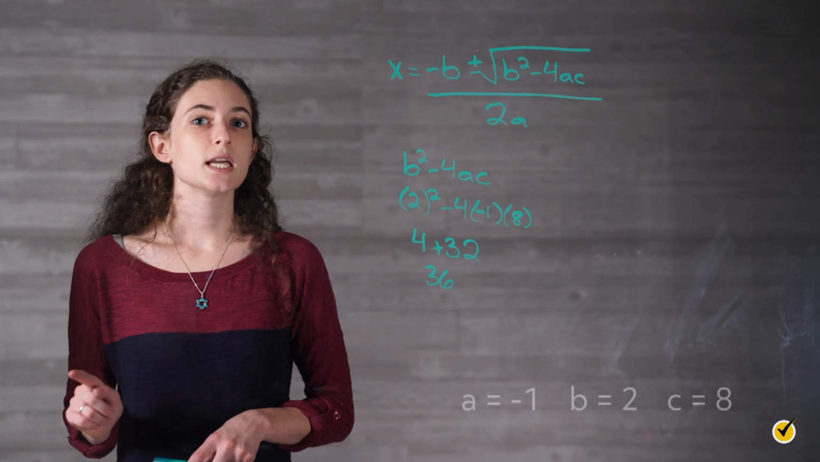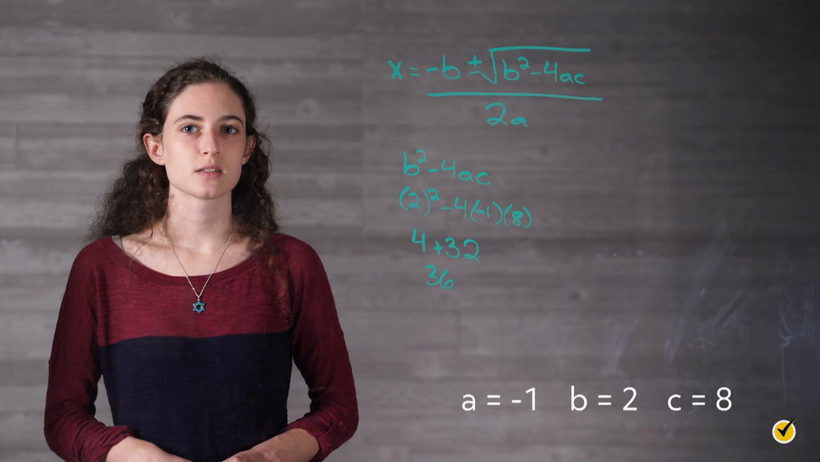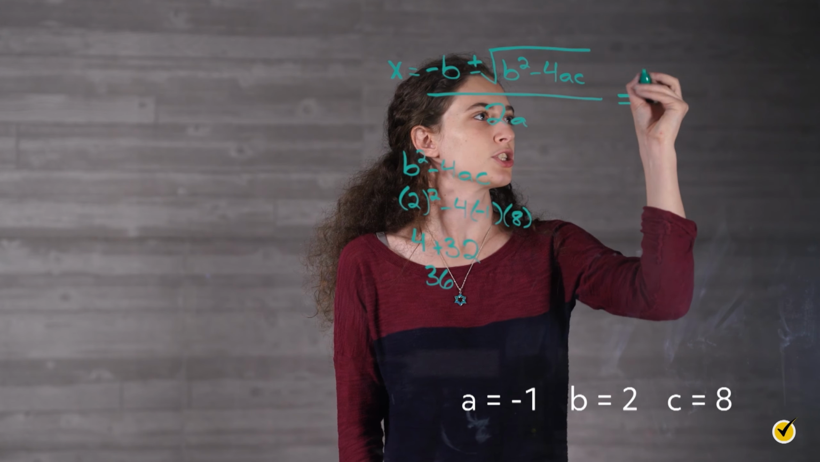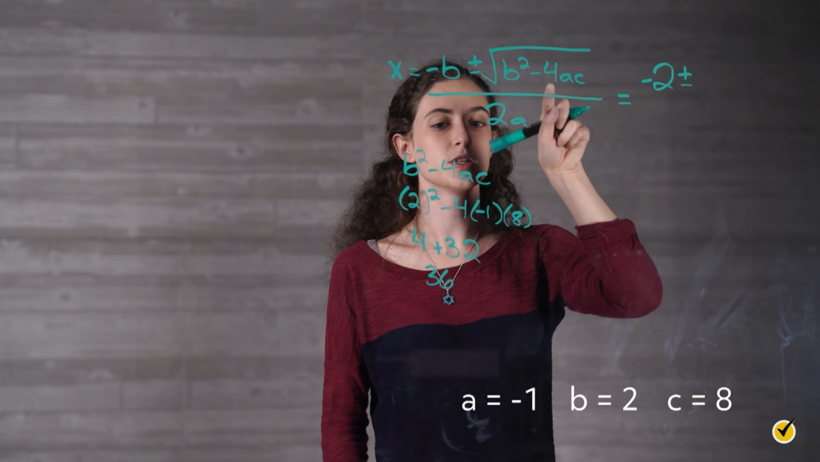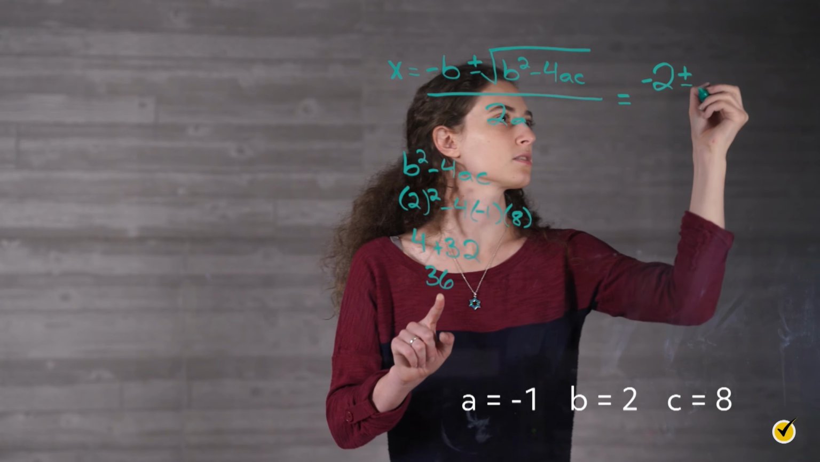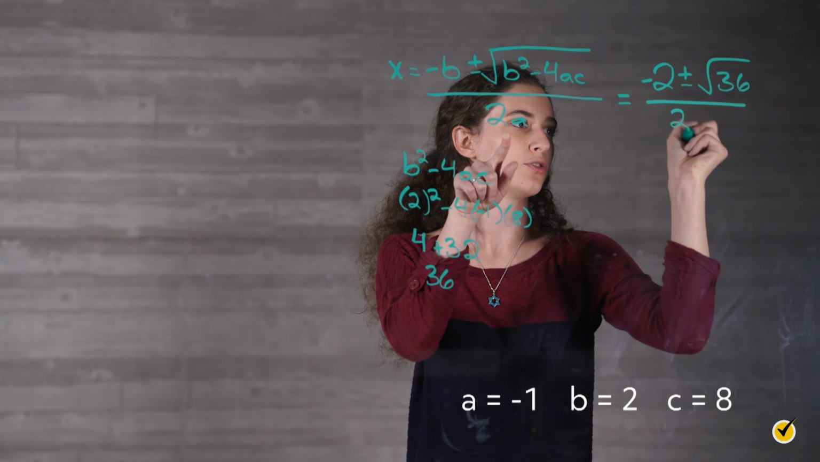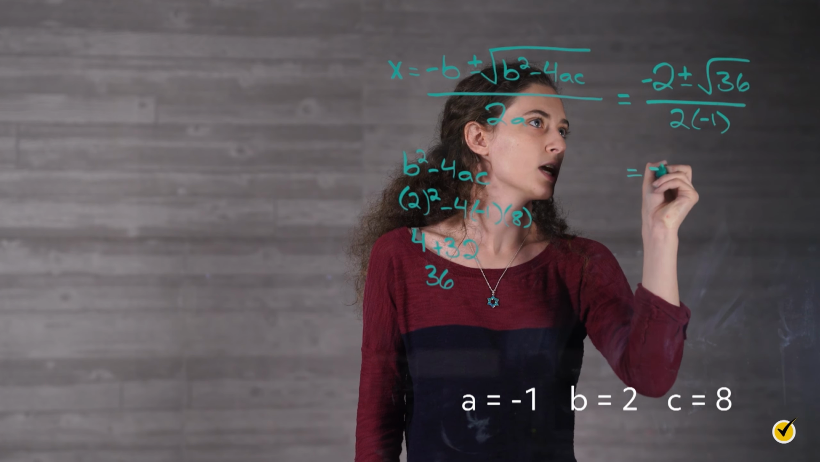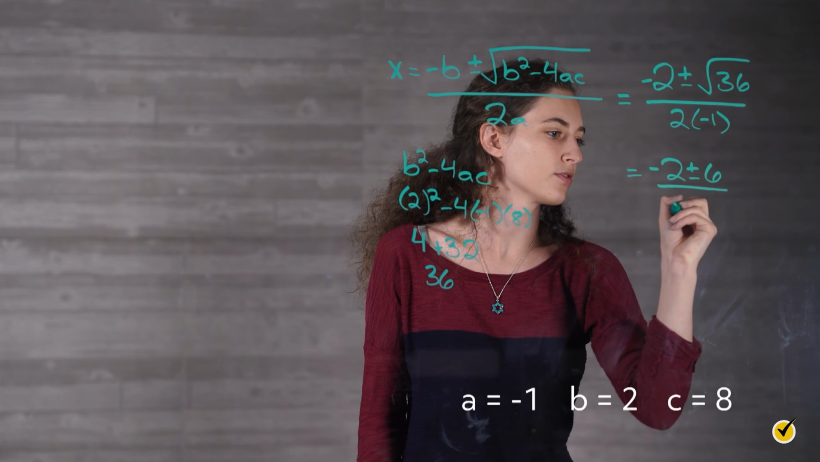Again, a is equal to negative 1, b is equal to 2, and c is equal to 8. Plus, we already know the discriminant. So we have negative b, which is negative 2, plus or minus the square root of the discriminant, which we found was 36, so the square root of 36, all over 2 times our a, which is negative 1. This is equal to negative 2 plus or minus 6 over negative 2.